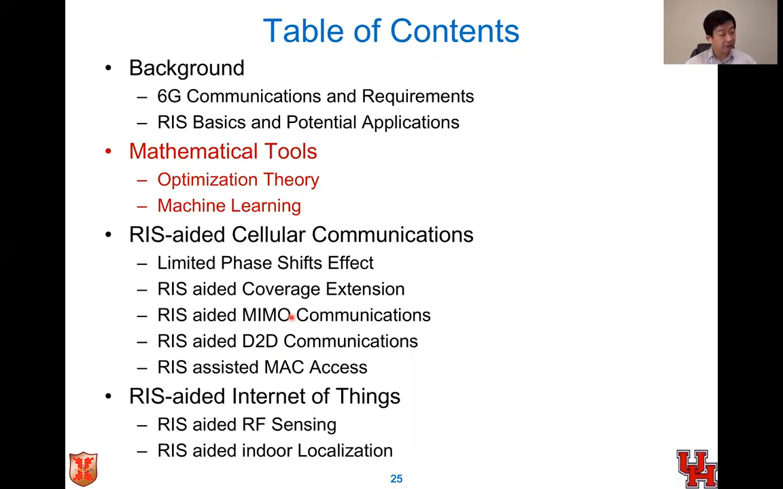In the next maybe 30 minutes, I will quickly go through some mathematical tools for optimization and machine learning. For optimization, I took material from Stephen Boyd at Stanford, just a very few slides for the most important part. For machine learning, you can definitely find many different videos online which will teach much better than me, for example Andrew Ng, whose lectures are wonderful. But here I just try to summarize.